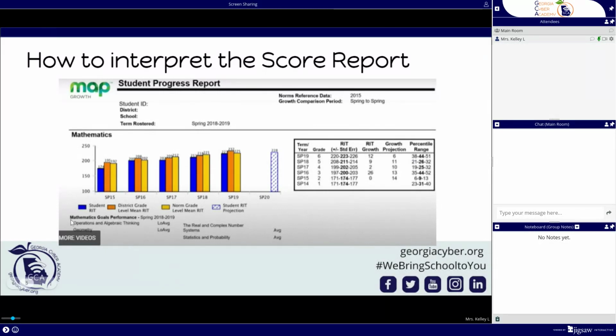And then down here, mathematics goal performance. This just kind of breaks the test out into which topics or domains are within the test. So you can see operations, algebraic thinking, geometry, real and complex numbers, statistics, and probability. And you can see that this student scored better in statistics and probability and real and complex numbers because they got average compared to geometry and operations, algebraic thinking, which is low to average.